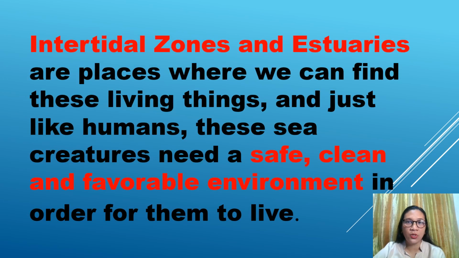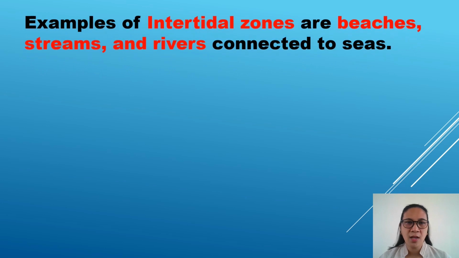Intertidal zones and estuaries are places where we can find these living things. And just like humans, these sea creatures need a safe, clean, and favorable environment in order for them to live. Examples of intertidal zones are beaches, streams, and rivers connected to the sea. Here are some examples of the beautiful places here in our country.